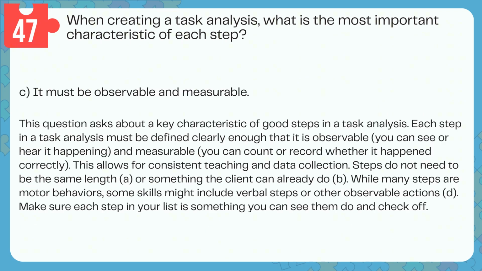Answer: C. It must be observable and measurable. This question asks about a key characteristic of good steps in a task analysis. Each step in a task analysis must be defined clearly enough that it is observable, you can see or hear it happening, and measurable, you can count or record whether it happened correctly. This allows for consistent teaching and data collection.